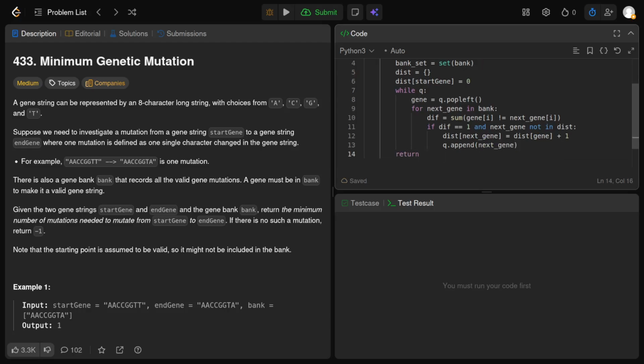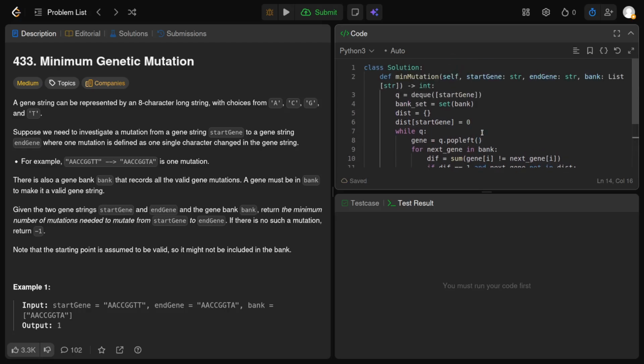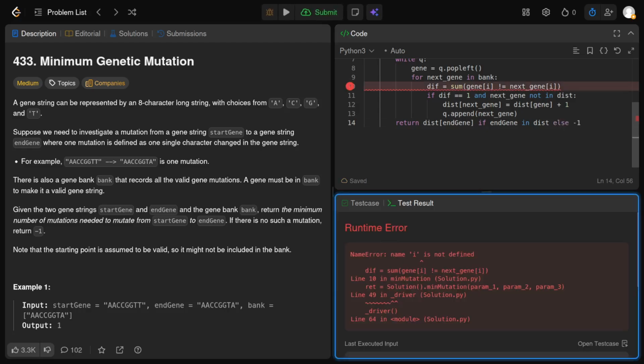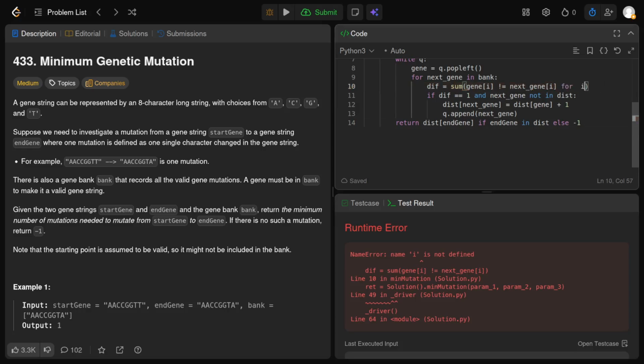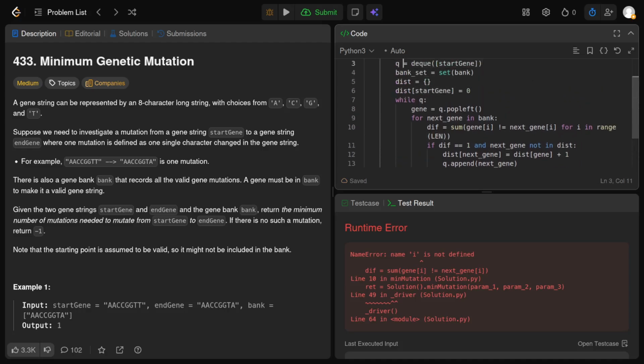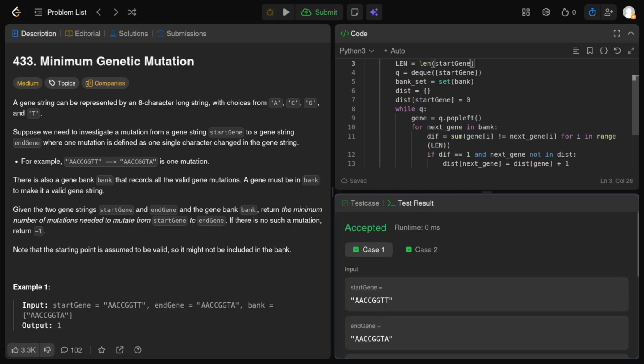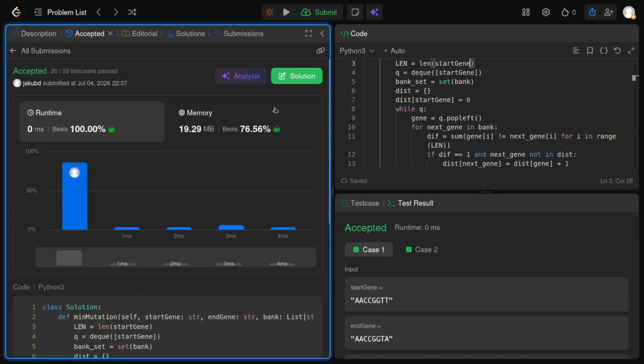okay, and then we return what? Return this gene's distance, if this gene is in the distances, else -1. So let's make a variable called len. It should work 100%, easy.